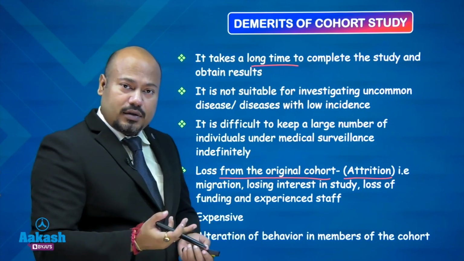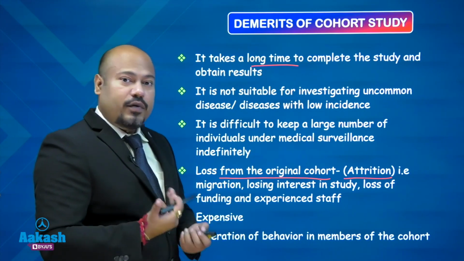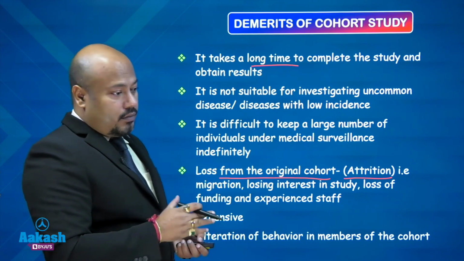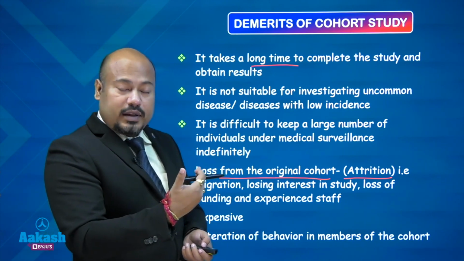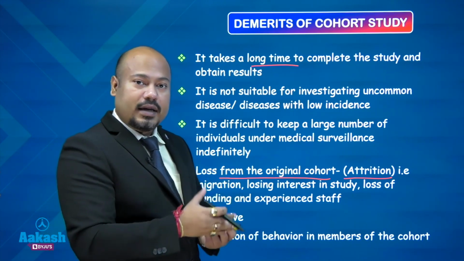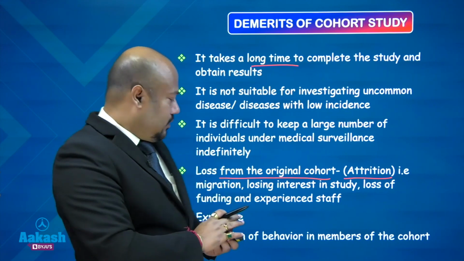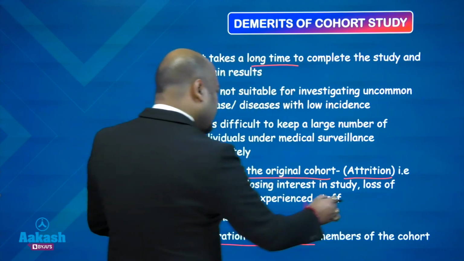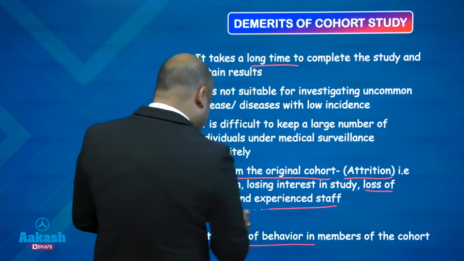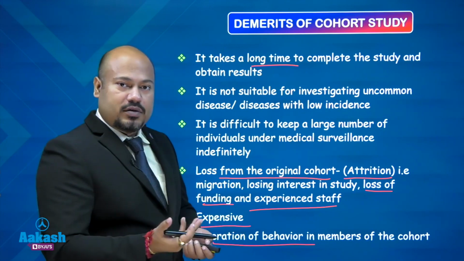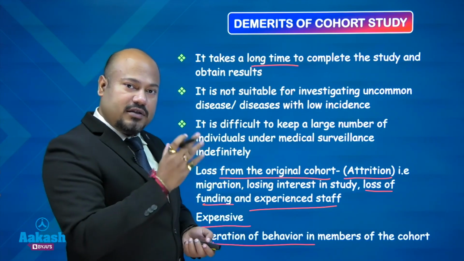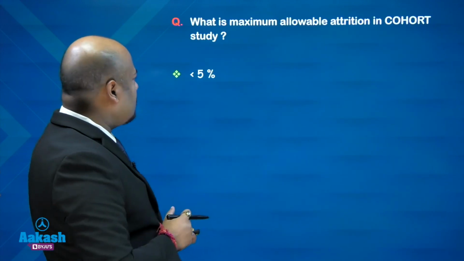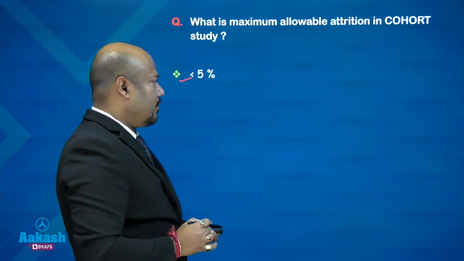Attrition can occur due to migration, loss of interest in the study, or self-awareness. The person becomes self-aware that a study is going on between smoking and its outcome, where the possible outcome as told by the epidemiologist is lung cancer. So he thinks, okay, I will quit smoking from today. So there can be alteration of behavior in the members. Apart from that, there is loss of funding and experienced staff, and also it's an expensive process because you have to follow up for a long time. Cohort study is a follow-up study, right? And what is the maximum allowable attrition in a cohort study? It's less than 5%. Okay, thank you.